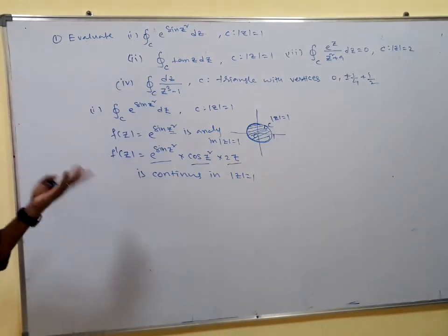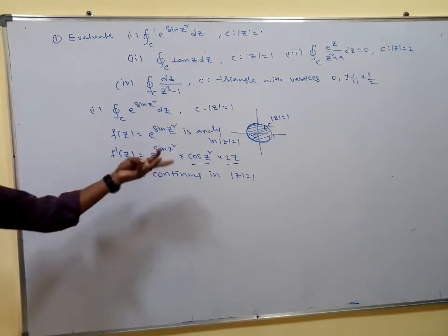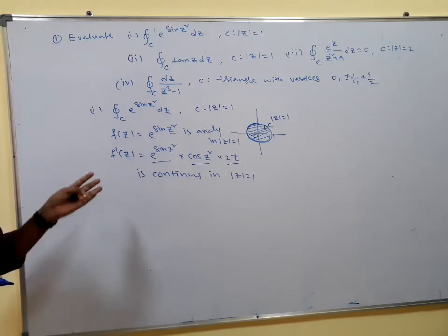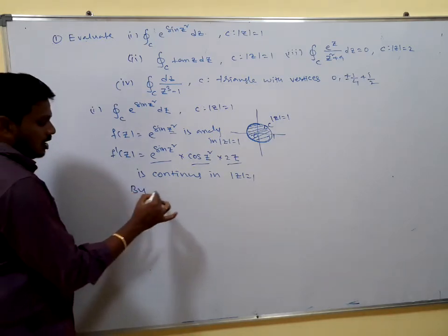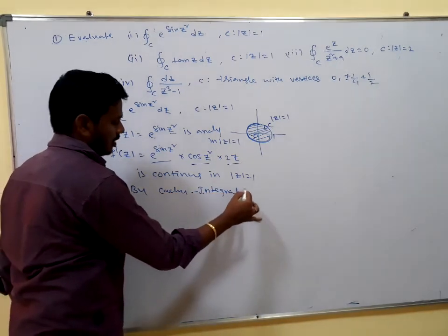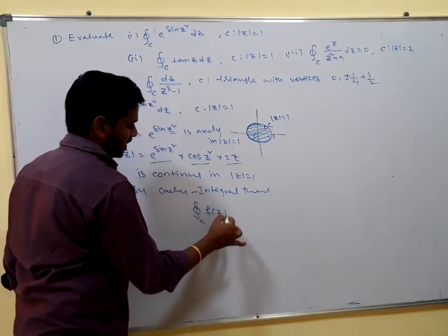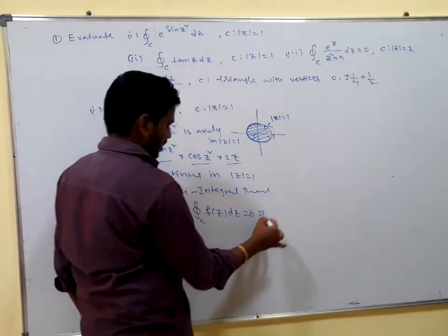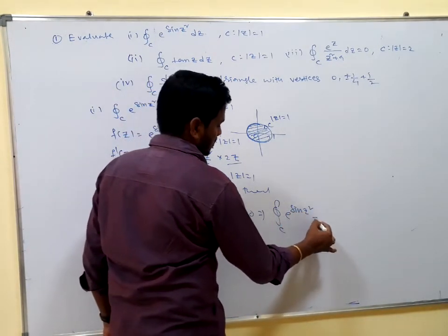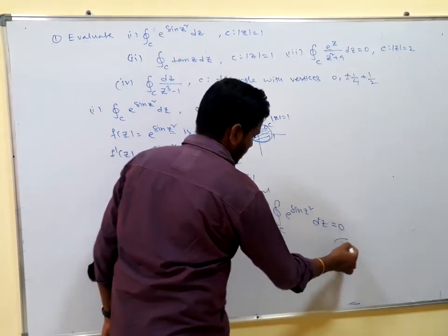So f of z is analytic in the simply connected domain and f dash of z is continuous in the simply connected domain C, which is mod z equals 1. Therefore, by Cauchy's integral theorem, we have integral C f of z dz equals 0. That implies integral C e to the power of sin z square cos z square dz equals 0. Simply, right?